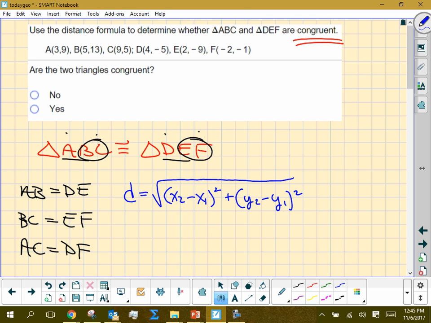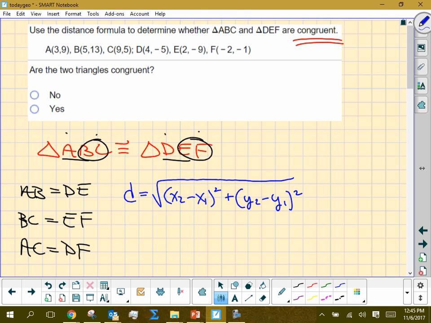This says subtract your x's and square, right? If we understand that idea, what we've talked about all year: when I square something, if it's positive and I square, it's going to stay positive, right? If it's negative and I square, what's it going to become? Positive. Like negative 5 times negative 5 is positive 25, right?